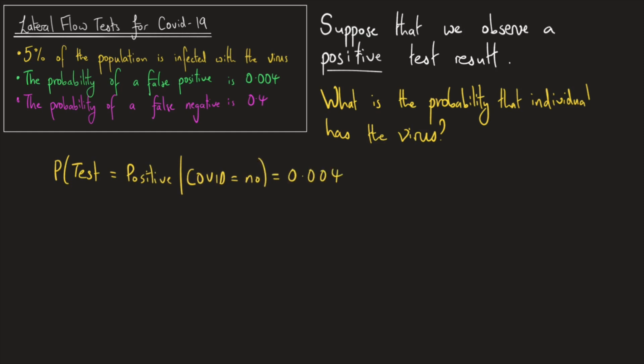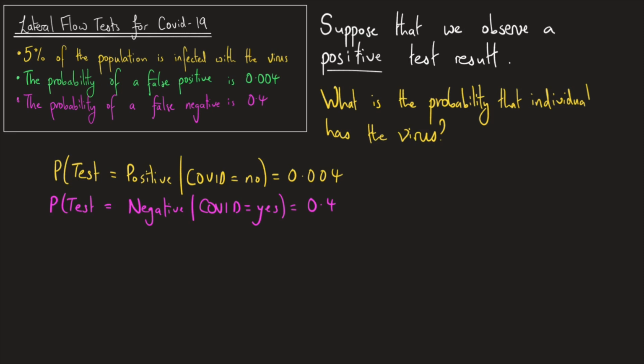And similarly, the probability of a false negative, that's the probability of an individual who is infected getting a negative test, is 0.4. So the probability that the test is negative, conditional on the individual having COVID, is equal to 0.4.